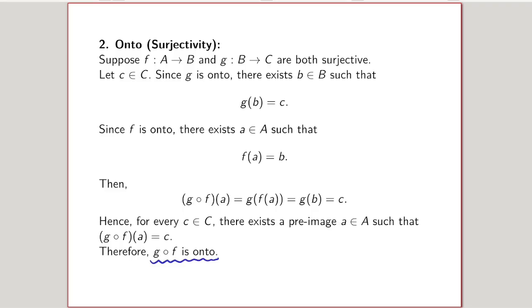So this property shows that whenever f and g are 1-1, we can conclude g composition f will also be 1-1, and whenever f and g are onto, g composition f will also be onto.